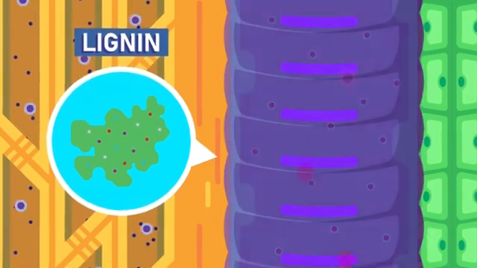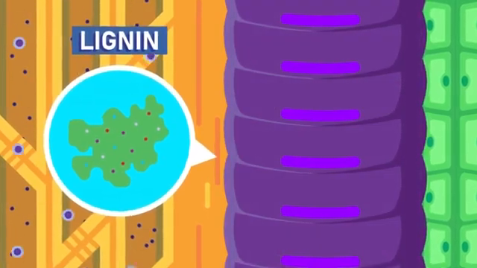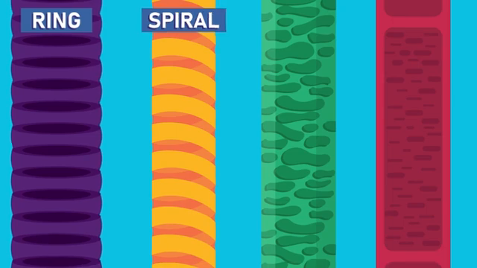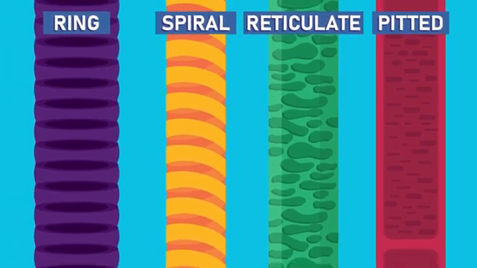The xylem cells are strengthened by a substance called lignin. The pattern of lignin will vary depending on the location. It can be a ring pattern, spiral, reticulate, or pitted.